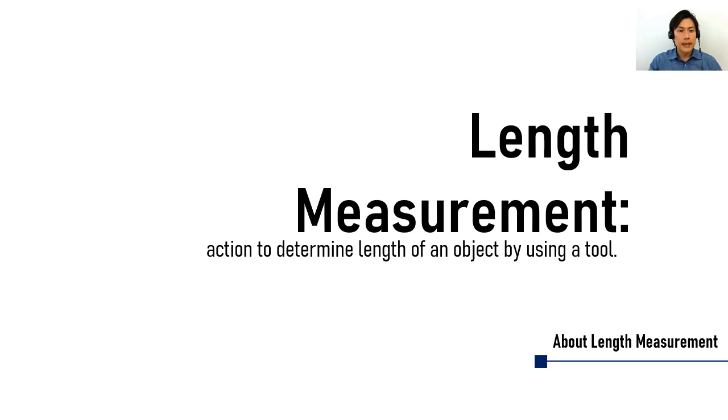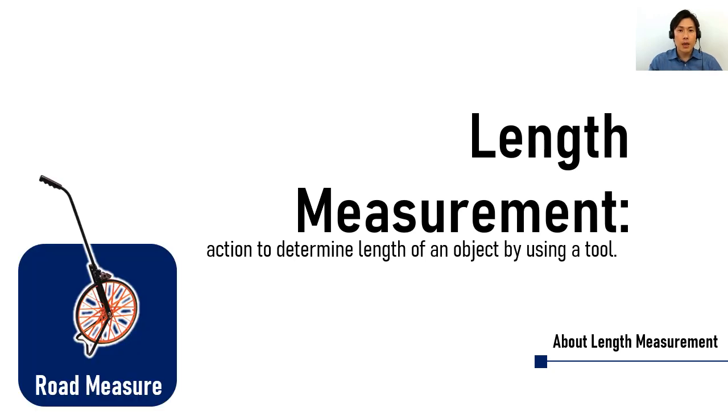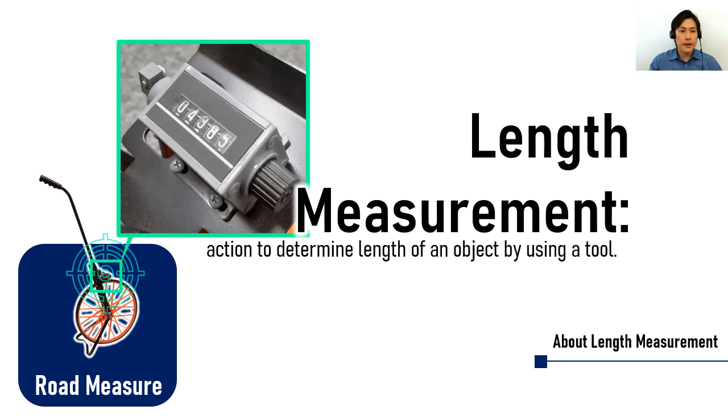Then how about this one? Perhaps some of you guys may have seen it before. This is a road measure. When you roll its wheel on the ground, this part, we call it a counter, starts to increase the value so that you can measure the distance that you have rolled the wheel. This tool is used on the field of school and road, for example.